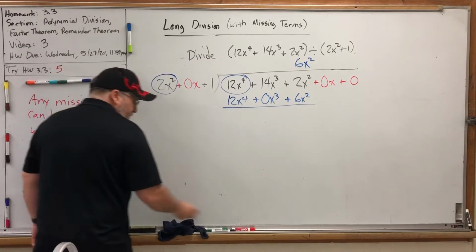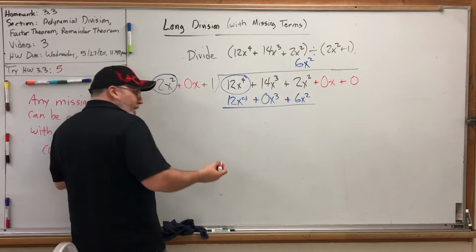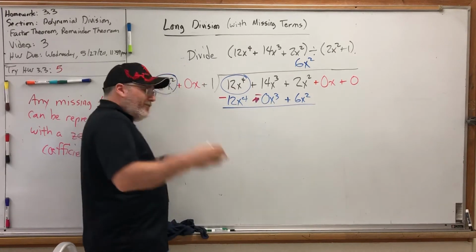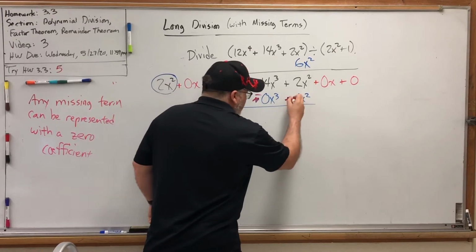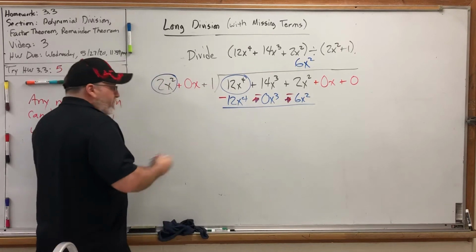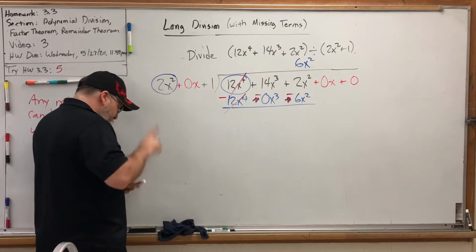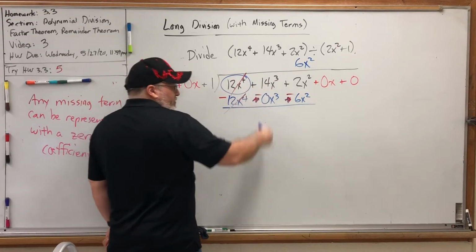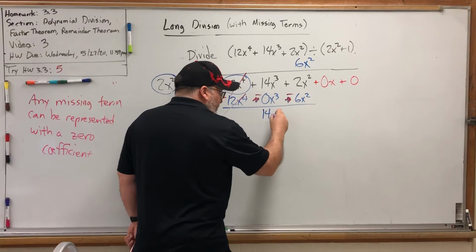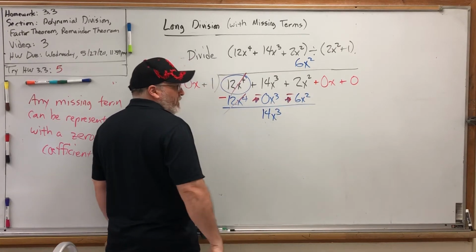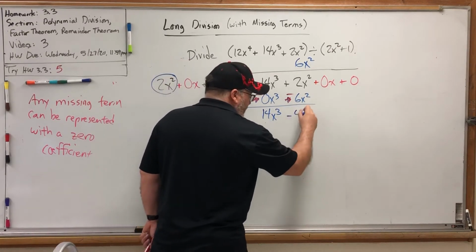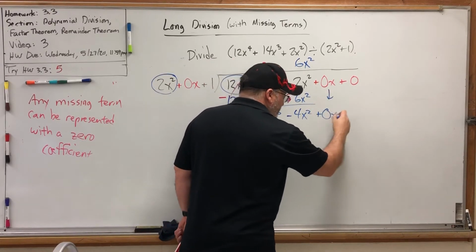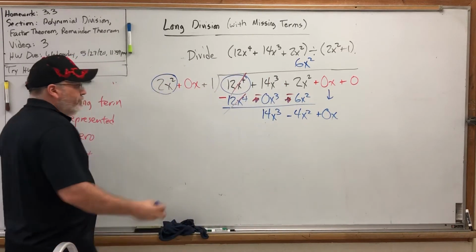Time to subtract. So it's time to change all the signs and combine. So the 12 becomes negative, the 0 becomes negative, it's 0. And the 6 becomes negative. The 12x to the fourths cancel. That was supposed to happen. If that doesn't happen, something went wrong. 14x cubed minus 0x cubed is still 14x cubed. And positive 2x squared and negative 6x squared is negative 4x squared. Bring down the next term. And do it again.